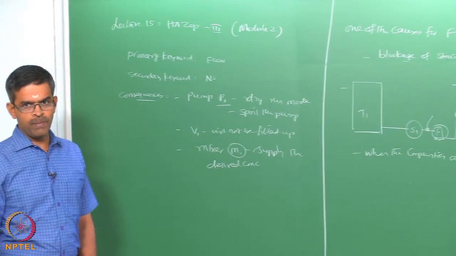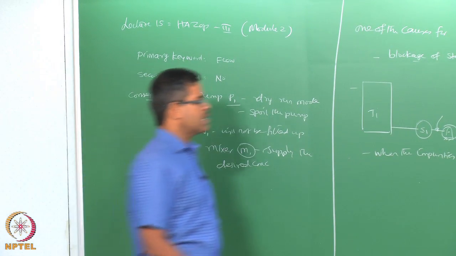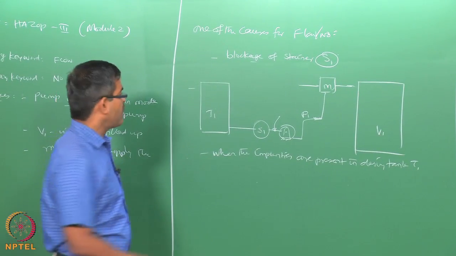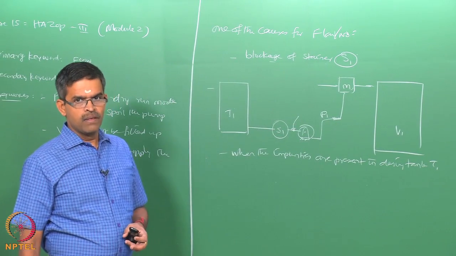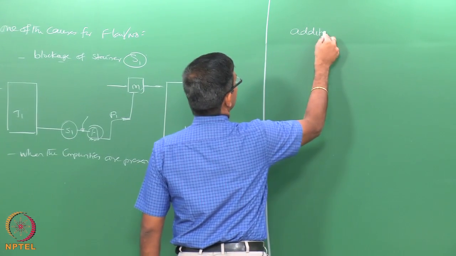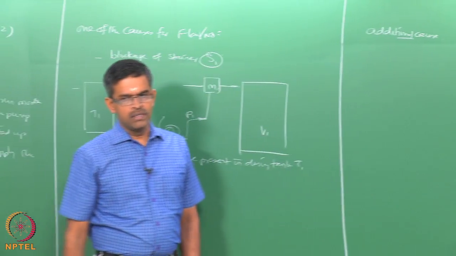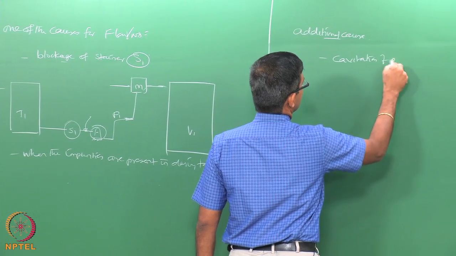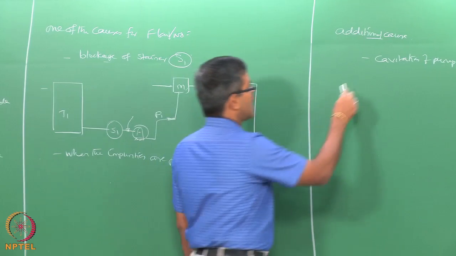So, the consequences could be an incomplete separation or improper mixing happening at the tank V1, which should otherwise get proper composition from the tank T1 and from the mixer M1. So, there can be an additional cause. The additional consequence could be that it will result in cavitation of the pump P1, which can cause damage to the pump P1.